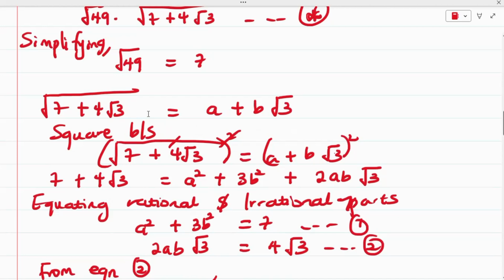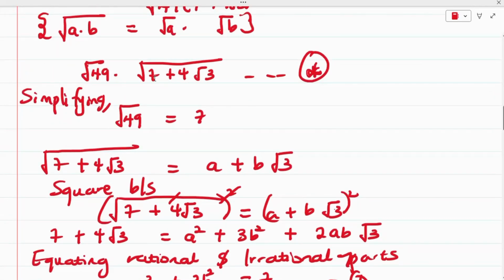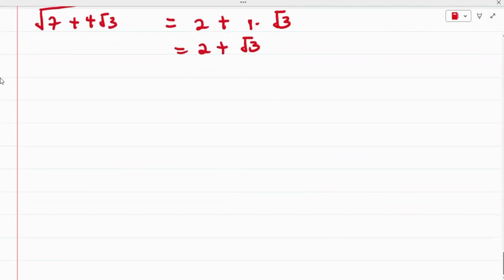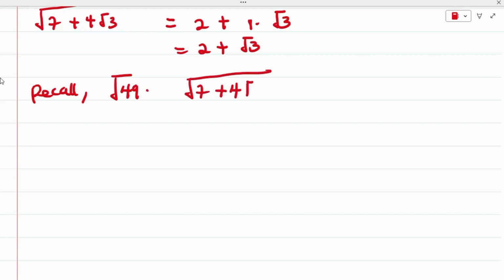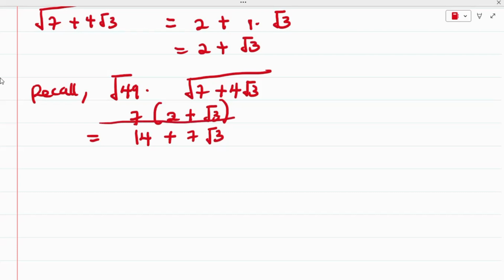So we want to recall that we named this equation, Equation Star. So this is what we were simplifying right here. So we're going to come here and say recall. We want to simply recall that the square root of 49 multiplied by the square root of 7 plus 4 root 3, and we have the square root of 49 to be 7, multiplied by the square root of 7 plus 4 root 3, which is giving us 2 plus root 3. So this is equal to 7 multiplied by 2, which is 14, plus 7 multiplied by root 3, which is 7 root 3, and this becomes the final answer.